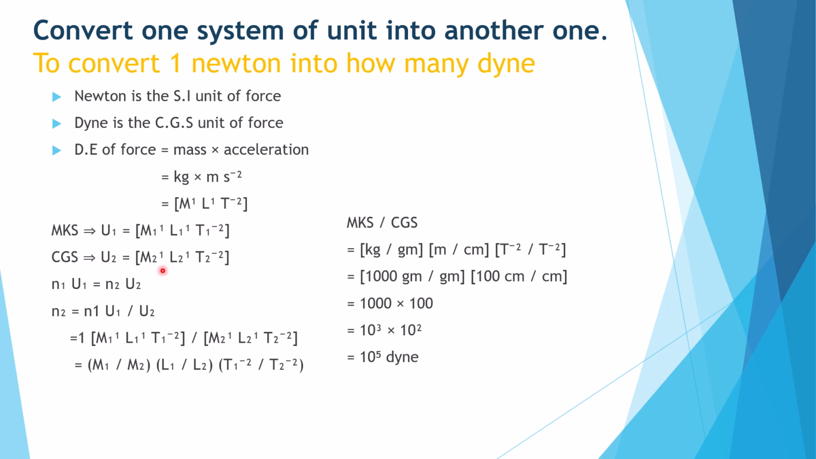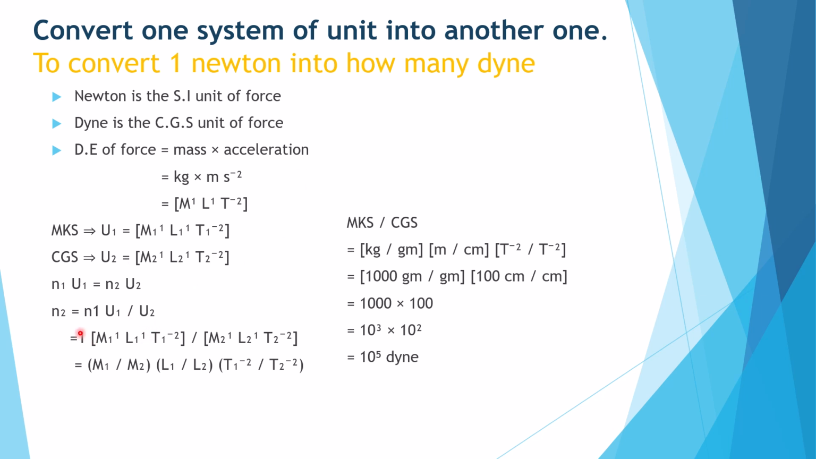So that is M2 to the power 1, L2 to the power 1, T2 to the power minus 2. So we have to consider one equation, N1 U1 is equal to N2 U2. So we have to find here N2, and N1 value we have to take as 1. So we will get the equation N2 is equal to N1 U1 divided by U2. According to that, substitute that.